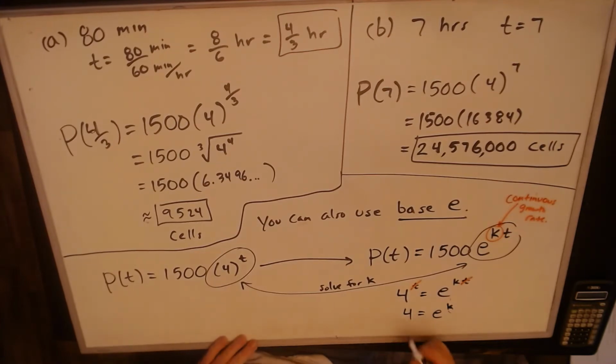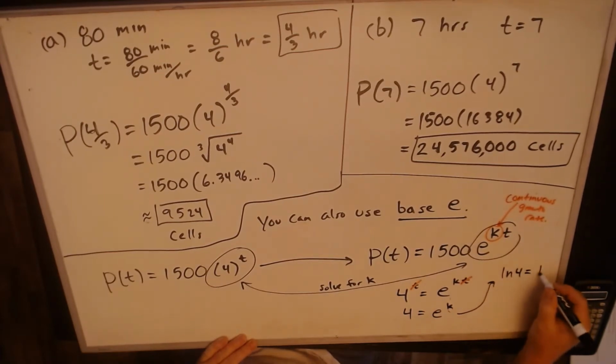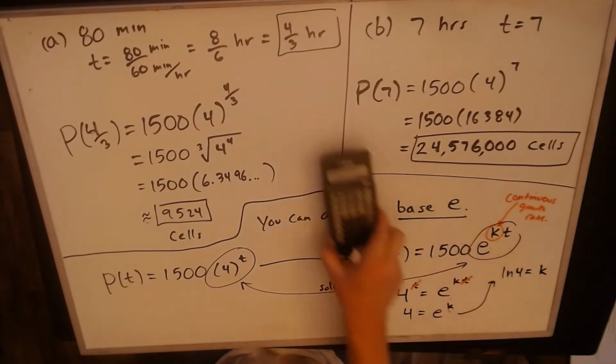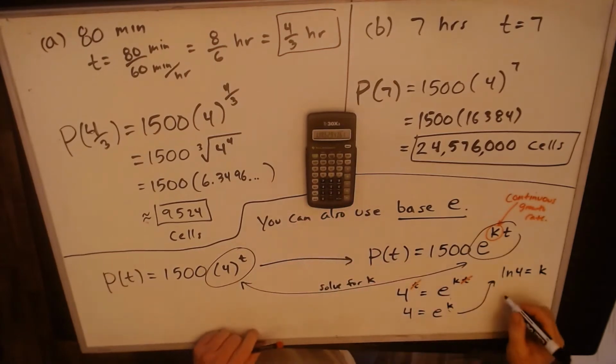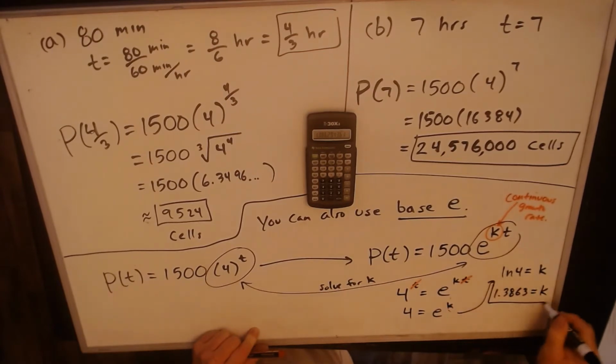So you take the ln of both sides. You can see that ln of 4 equals k. And so your continuous growth rate is ln of 4. So that is 1.3863. I'm rounding to 4 decimal places. That's my continuous growth rate for k.